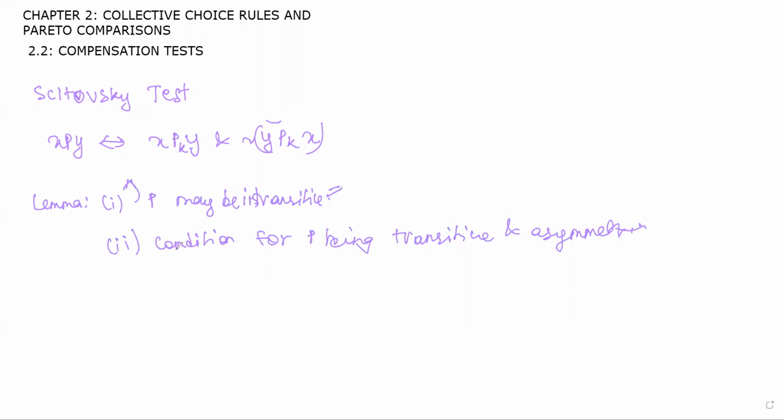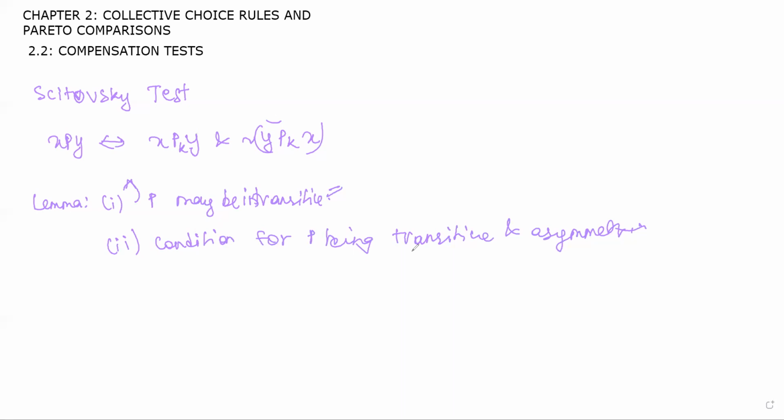The second proof is more involved, but it's not something we get very much out of. So we will not prove it here. So we will put a condition on this Scitovsky test and on the redistribution sets to show that if that condition is fulfilled, P will be transitive and asymmetric only then. The same thing which we did with Pareto optimality.